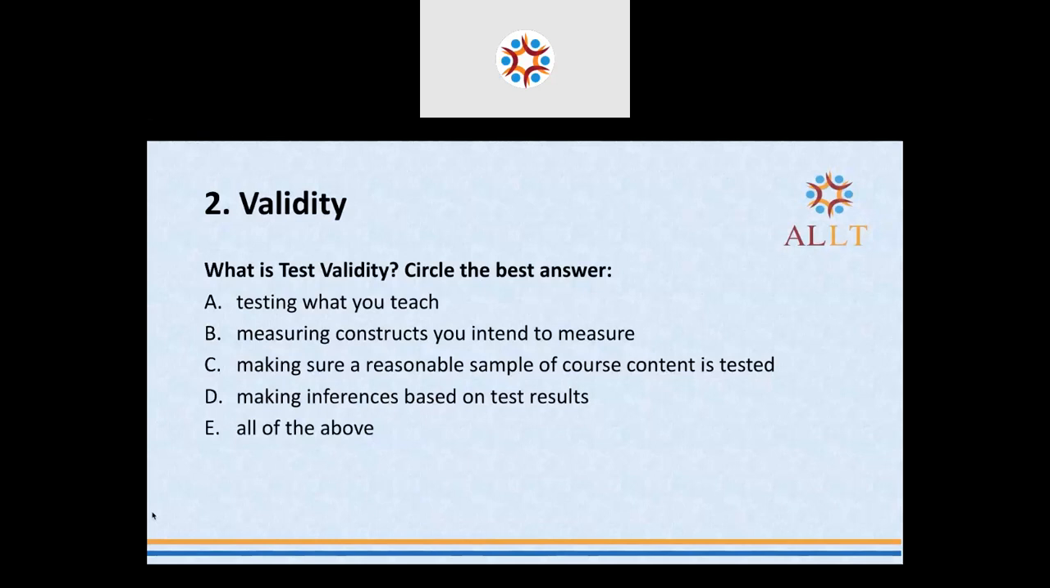So the answer is, of course, E. It's all of the things above. Probably answer D is the best answer. It's making inferences based on test results, and it's using the information gained from test results to make important decisions, such as should students pass a course, should they move to the next level, should they enter a certain program, should they gain entry into a country. So validity is important.